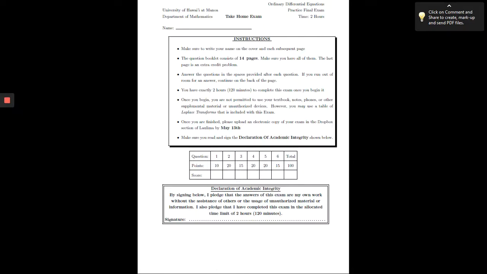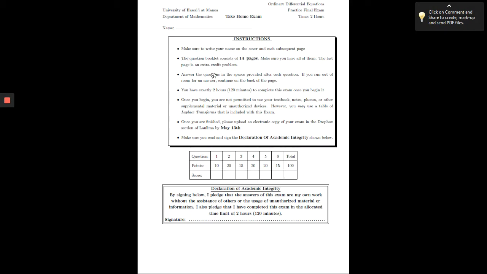I'm going over the take-home practice final exam. As with the actual final, you have these instructions you need to read over. Make sure to write your name on the cover of each subsequent page. It consists of 14 pages. Make sure you have all of them.